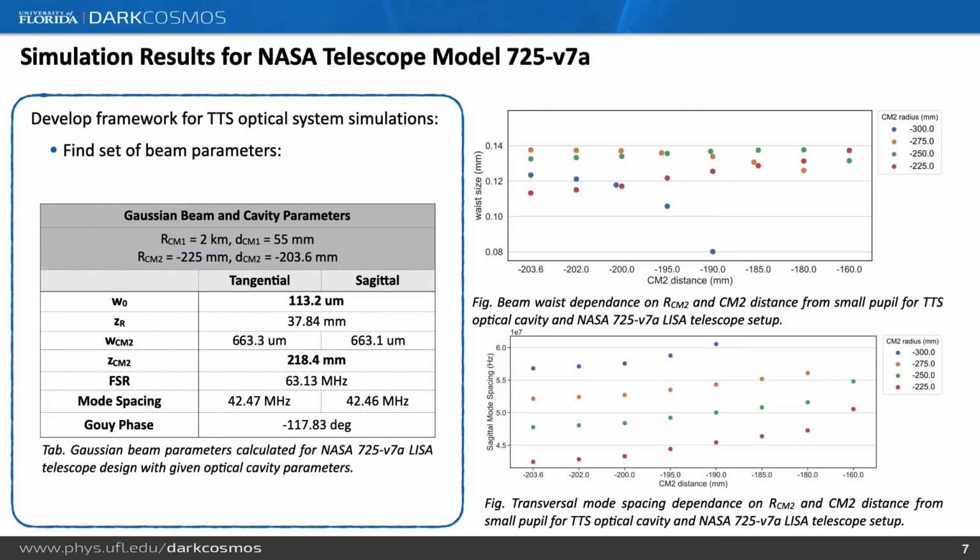The table here is an example of the beam and cavity parameters for a stable cavity formed around the telescope. I would like to point out that there are various stable solutions for different CM2 radius of curvature and positions, which is shown on the graph on the right-hand side. They show beam waists and transversal mode spacing dependence on CM2 radius of curvature and its position with respect to the telescope's small peephole. Those results give us confidence that we can close the cavity around the telescope.